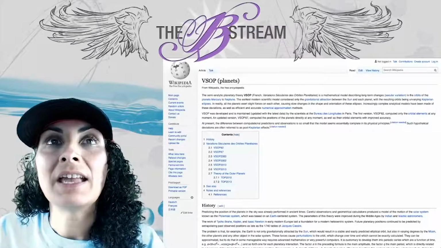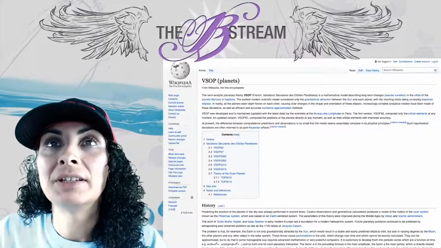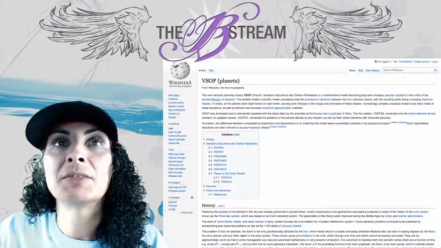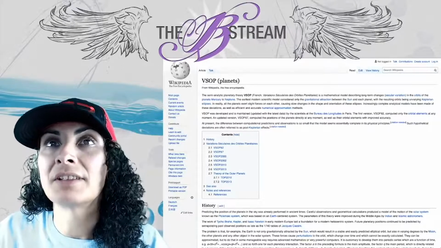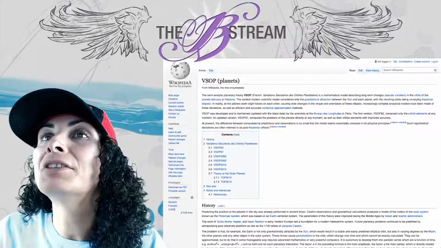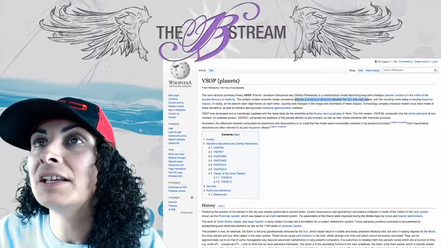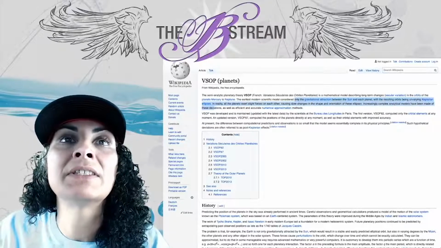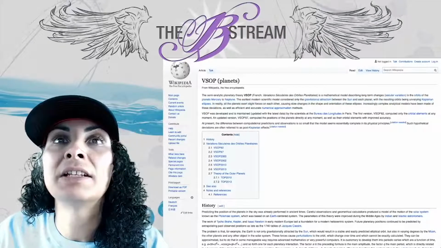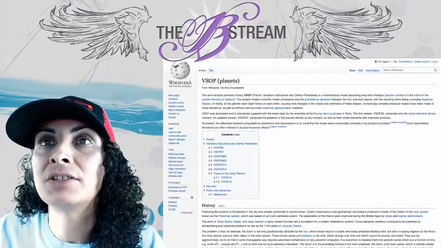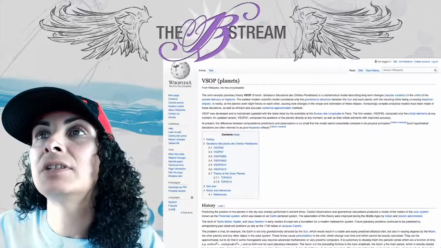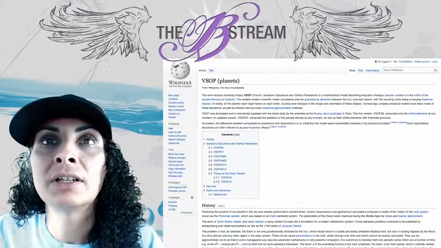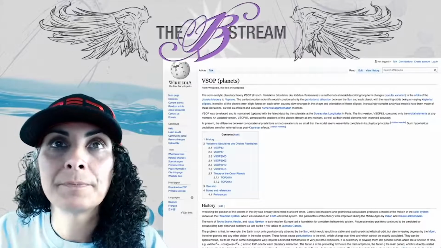VSOP planets. The semi-analytic planetary theory VSOP is a mathematical model describing long-term changes in the orbits of the planets Mercury to Neptune. The earliest modern scientific model considered only the gravitational attraction between the Sun and each planet, with the resulting orbits being unvarying Keplerian ellipses. In reality, all planets exert slight forces on each other, causing slow changes in the shape and orientation of these ellipses. Increasingly complex and analytical models have been made of these deviations, as well as efficient and accurate numerical approximation methods.